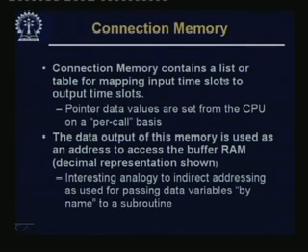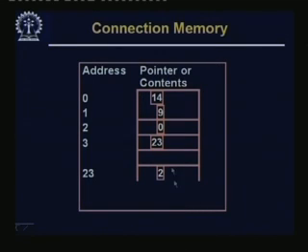Connection memory contains a list or table for mapping input time slots to output time slots. So, when a call is set up, you make entries in this connection memory. Pointer data values are set from the CPU on a per call basis. The data output of this memory is used as an address to access the buffer RAM. Decimal representation is shown. So, this is another example. In the address 0 we have pointer content 14, that means line number 0 may be connecting to line number 14 in this example.